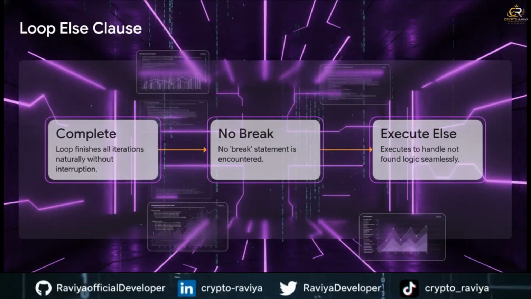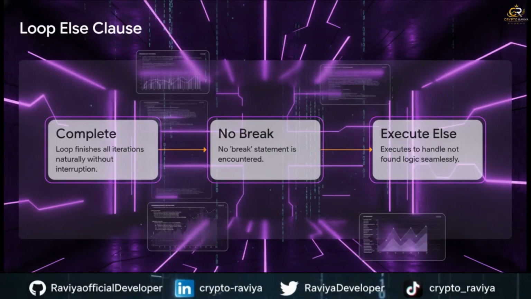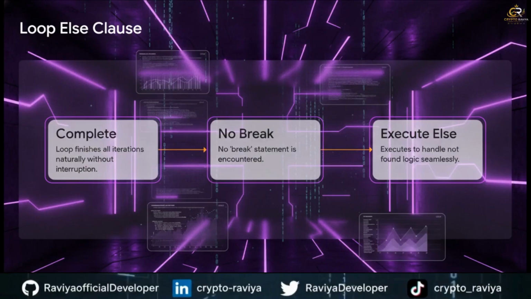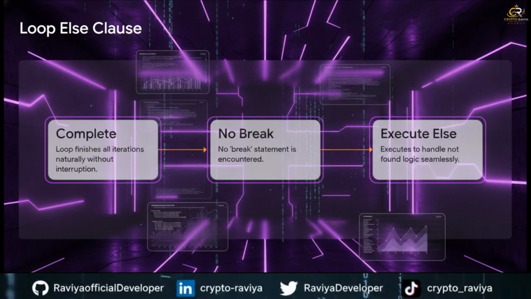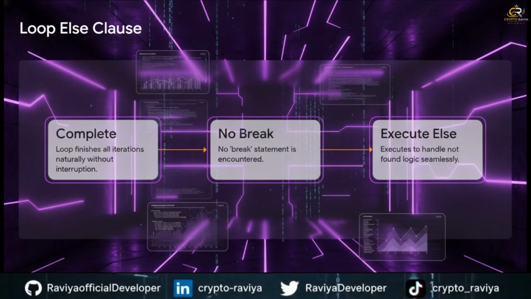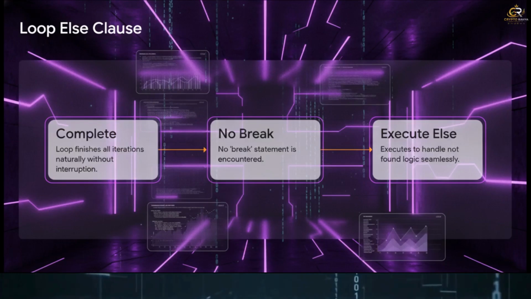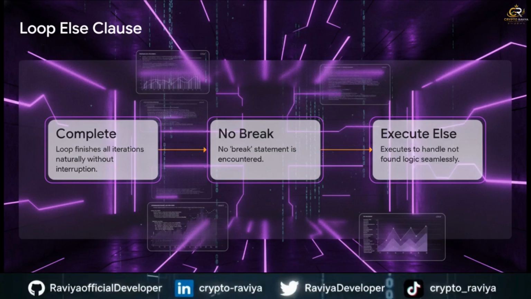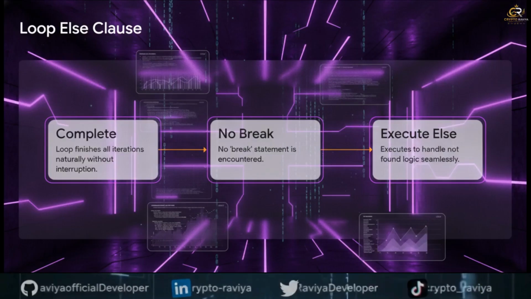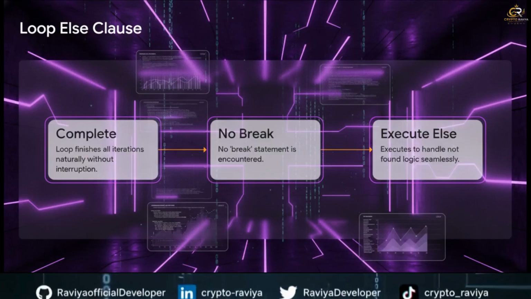Oh, and Python has this really elegant feature, an else clause that attaches directly to your loops. Here's how it works. If the loop completes all its iterations naturally without ever encountering a break statement, then the else block executes. It provides a wonderfully clean way to handle not found scenarios, like searching through a file for a specific error keyword without cluttering up your code by managing extra flag variables.